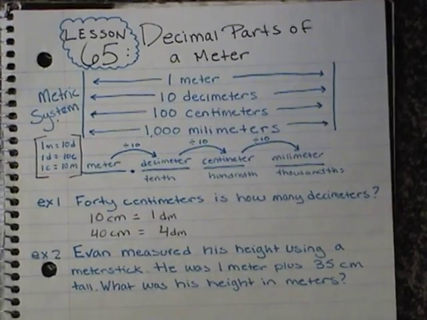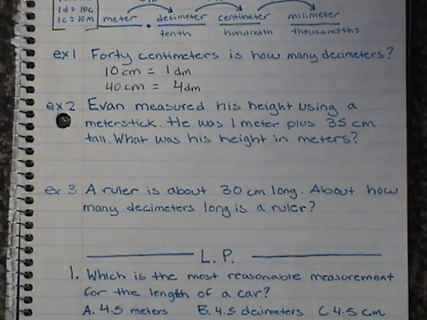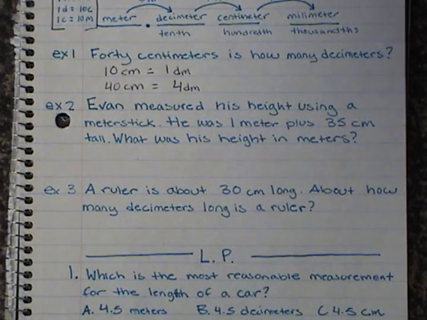Alright, and on to our next one. Evan measured his height using a meter stick. He was 1 meter plus 35 centimeters tall. What was his height in meters? Alright, and just so you know, a meter is about 1 big step. That's how long a meter is. And in class tomorrow I'll show you a meter stick so you can really see how big it is.